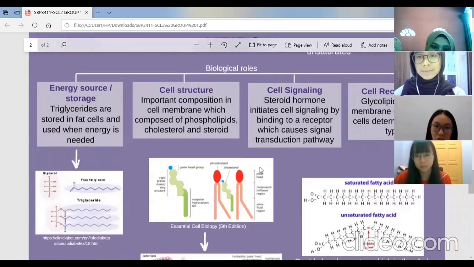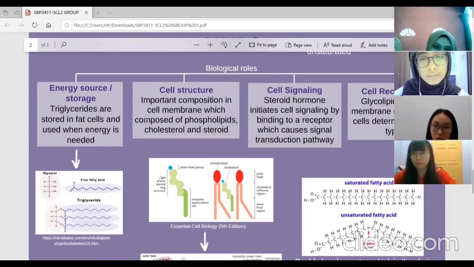In biological roles, lipids act as an energy source or storage. For example, the triglycerides are stored in the fat cells and used when energy is needed. Besides, lipid is also an important component of the cell membrane. The cell membrane is composed of almost 50% lipid molecules, including phospholipid, cholesterol, and steroid.